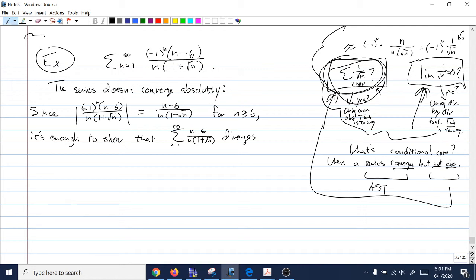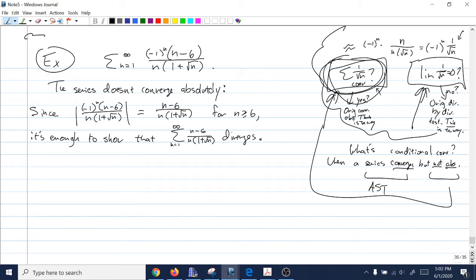Actually, can I use direct comparison? To use direct comparison, I want to show that you are bigger than something that's infinite. The sum of 1 over root n would be infinite because it's a p-series. Is 1 over root n smaller than that? 1 over root n equals n over n root n, which is small. No, you're not making the top bigger, you're making the top smaller. So it's going in the wrong direction.